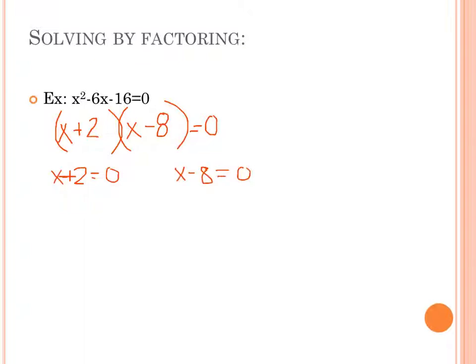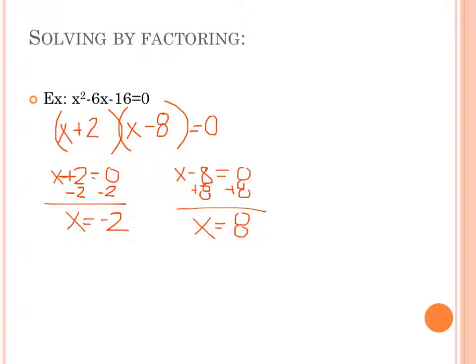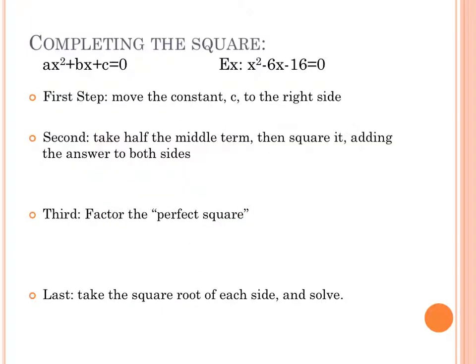We want to solve for x in both cases. Subtract 2 from each side. We should get x equals -2. Over here, working with our x minus 8 equals 0, we want to add 8 to both sides. Once we do that, we should get x equals 8. Sure enough, this is the same solution as we got by graphing. Once again, our solution would be x equals -2, and when x equals 8.